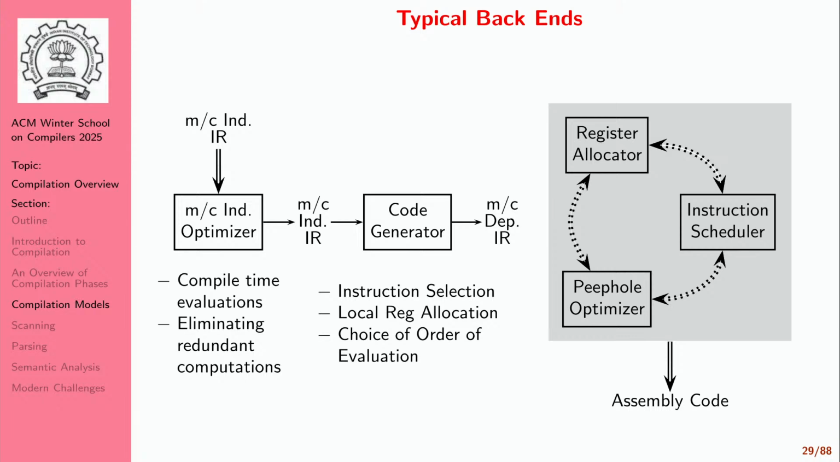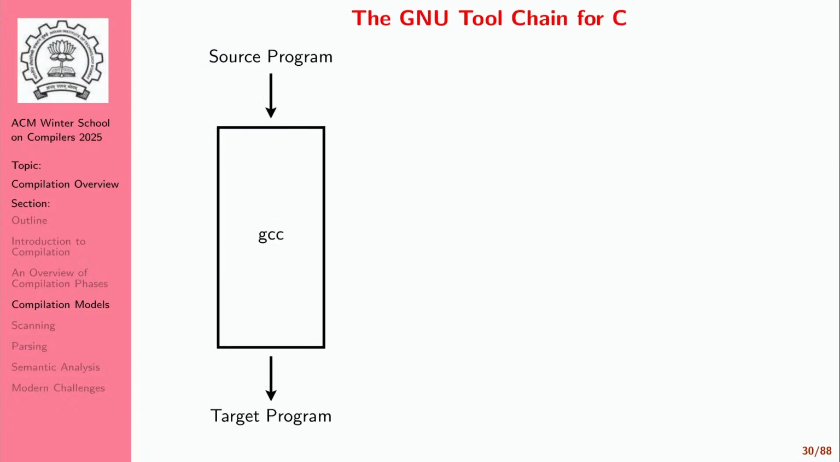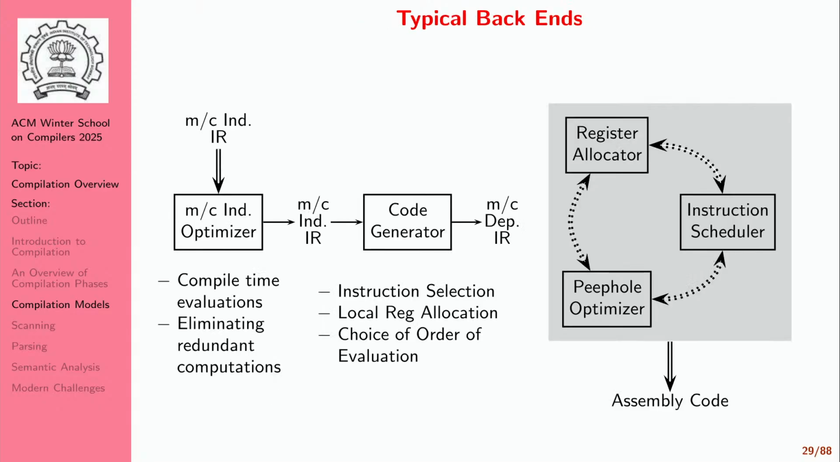So this is how typical front ends and back ends are organized, and these details could vary from compiler to compiler. Before I go to the next slide, I'll pause here and take questions. We'll talk about the structure of the GNU toolchain, but any questions about the typical compiler front end and back end? Does it make sense?